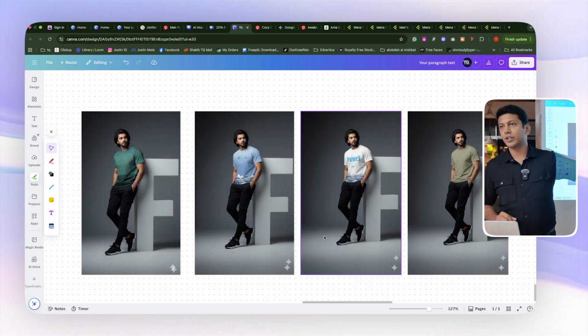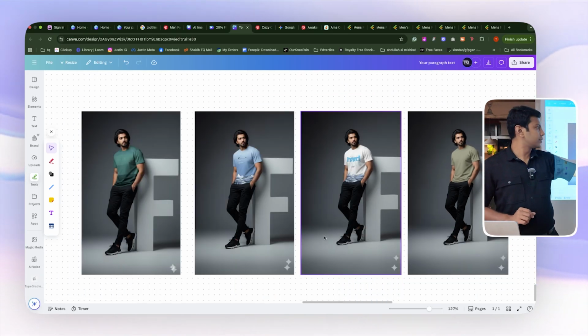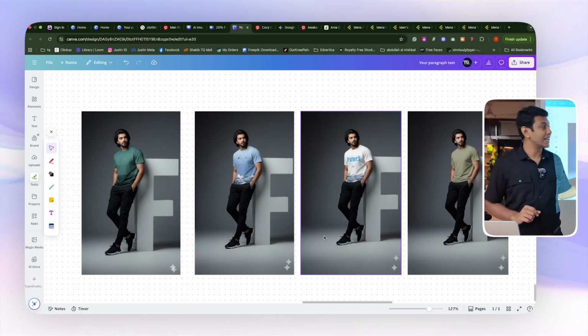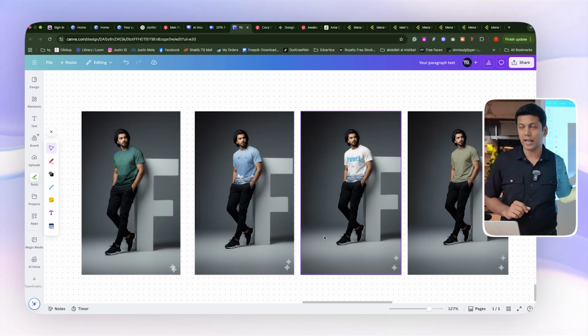So I've generated a bunch of images like this, as you can see below. There are 4 different t-shirts that I've tried, and all of them are identical in terms of the model, the facial expression, the pose, the body posture, the background. It's only the t-shirt that has changed.